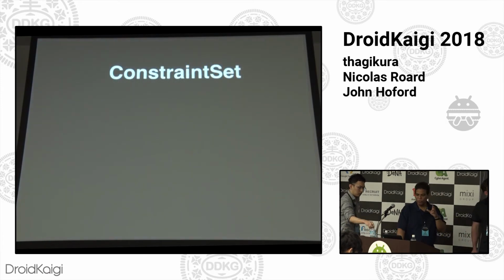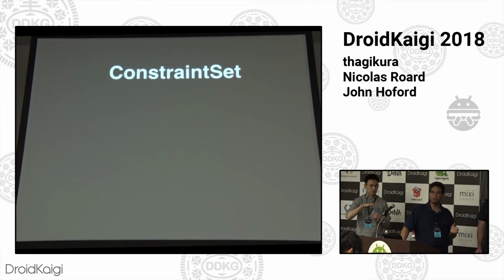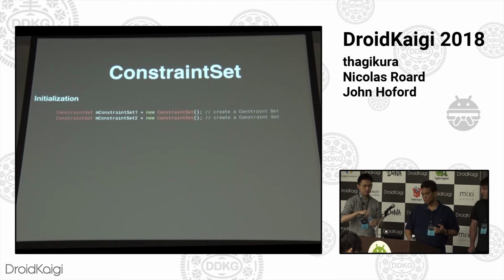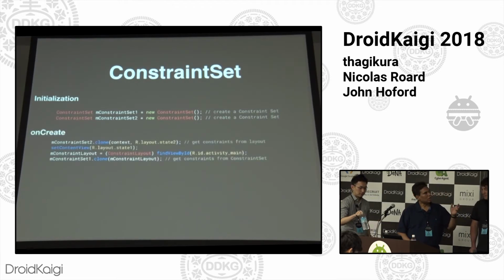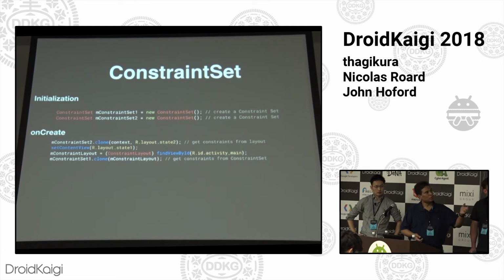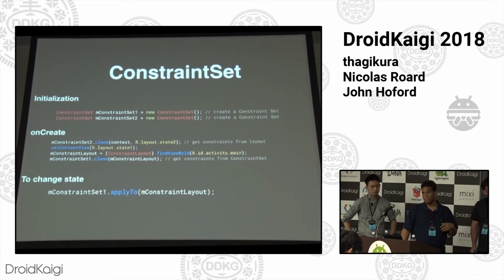So let's go through how you would actually use this. During some sort of initialization or setup, you would create a couple of constraint sets. Then during your onCreate, or at some other point when you have your hands on the layouts, you can clone both of them that you want to have. So now you have constraint set 1 and constraint set 2, and they have the constraints on them. And then at some point when you need to change, you can just call constraintSet.applyTo, and it'll change it to the new one.